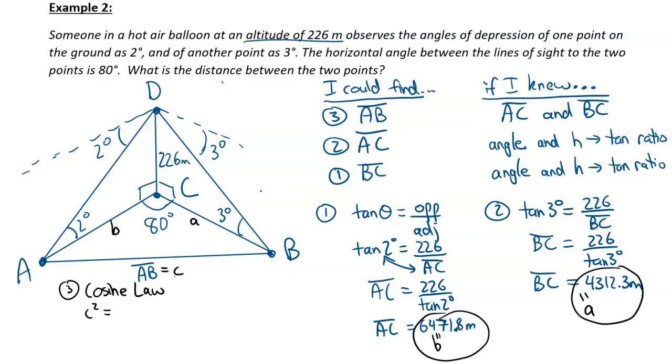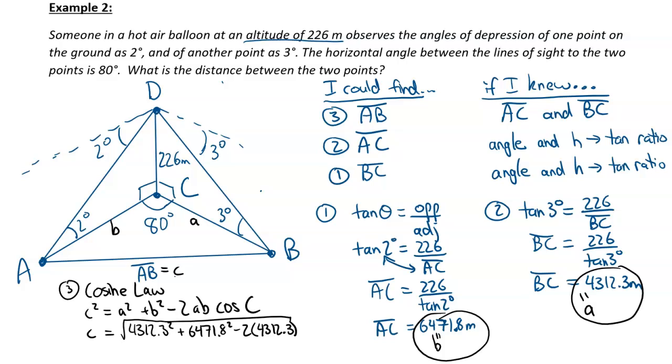So I can write this out as C squared equals A squared plus B squared minus 2AB cosine of angle C. So C is equal to the square root of A squared. Well, A was 4312.3. We're going to square that. Plus 6,471.8 squared minus 2 times those same numbers again. Sometimes you have to extend your square root to make everything fit. 6471.8. And then cosine of angle 80 degrees.